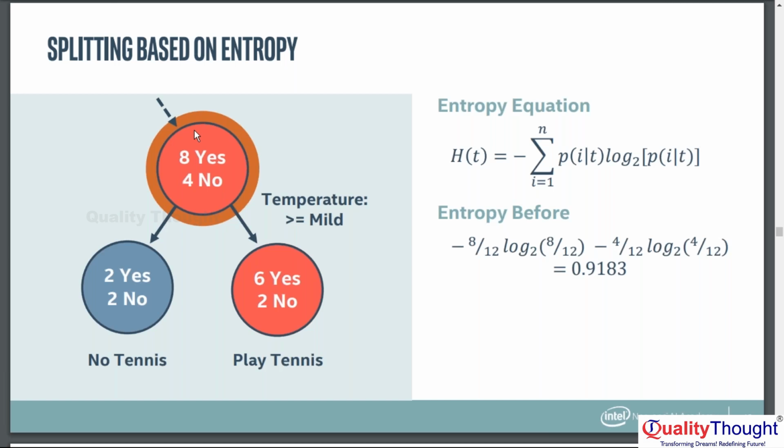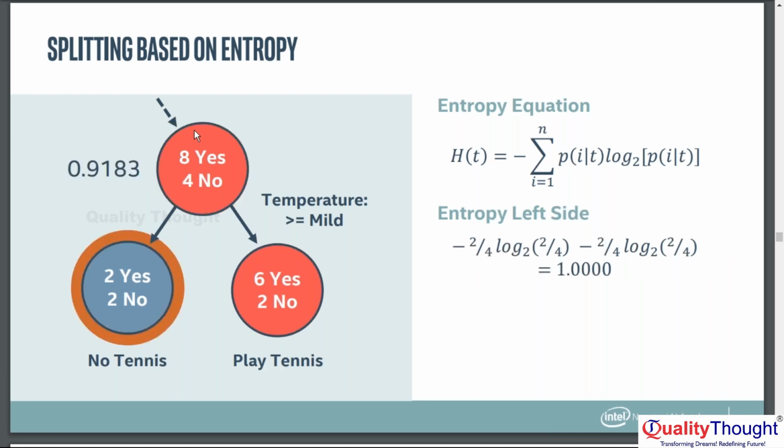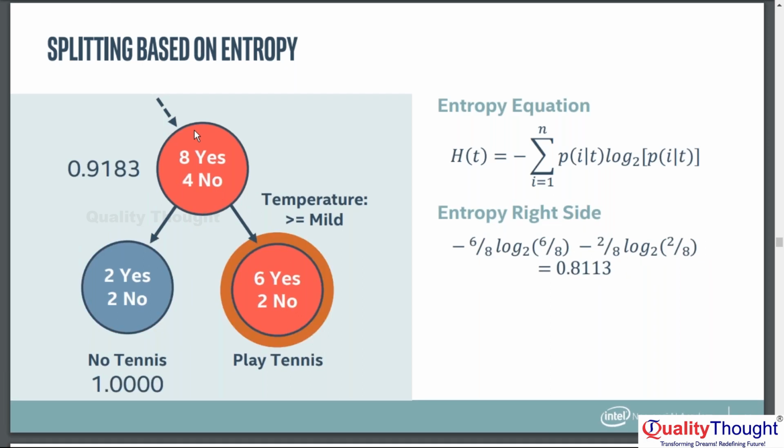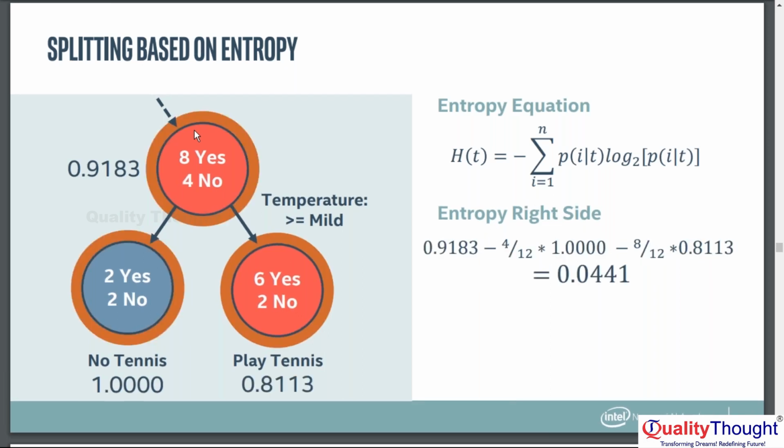Just to substitute the values: minus 8 by 12 log 2 of 8 divided by 12, means how many decisions are made based upon yes, minus 4 by 12 log 2 of 4 by 12. Okay, so 0.91 is the entropy before. Once we cross that entropy, on the left hand side it is 1.0 and on the right hand side it is 0.81. If you make the same calculation again, you are going to get the right side entropy as something just like this, 0.0441.